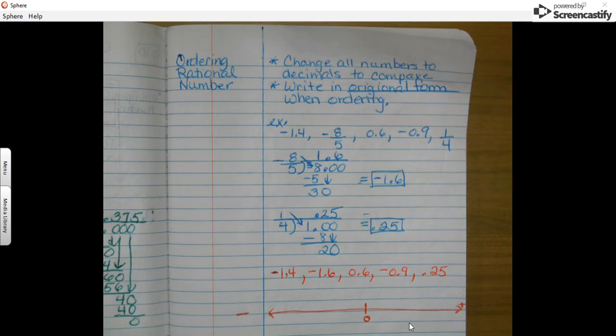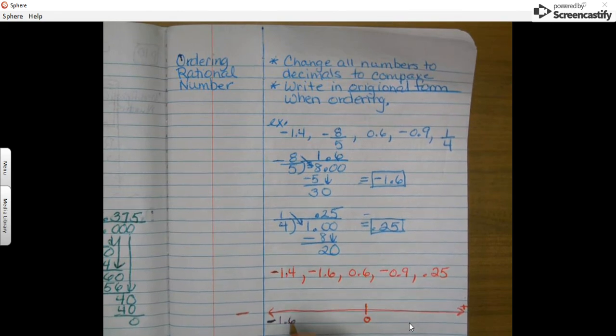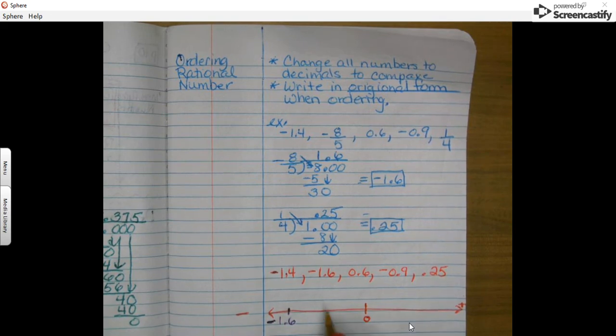Is it going to be negative 1.4 or negative 1.6? It is. It's going to be negative 1.6. So I'll say negative 1.6. I'll just make that right there. So then the next number coming in is what? Getting closer to 0. Yeah, so my next one is negative 1.4. I only have one more negative number left. What is it? Yep, so I'm going to put that here, and that's going to be negative 0.9.